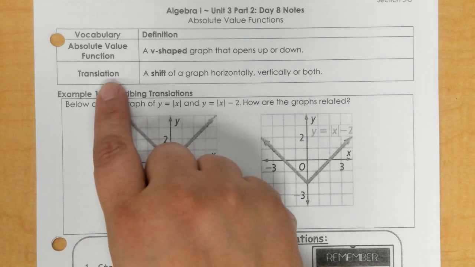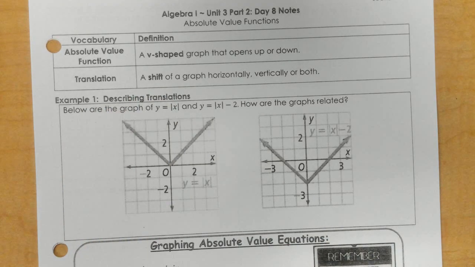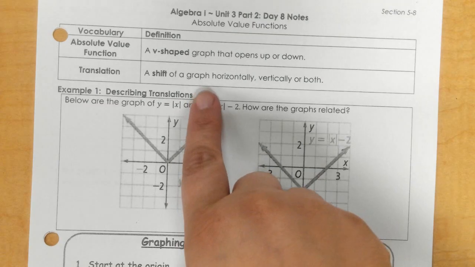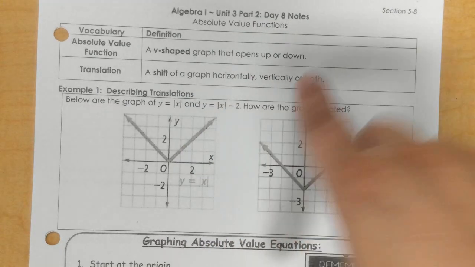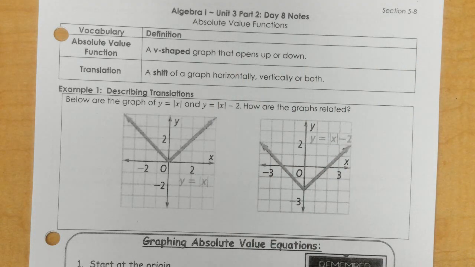A translation, you should know translations from rotation, translation, and reflection. But a translation is just a shift. On a graph, we're going to say it's going to either shift horizontally or vertically. So it's either going to go left or right or up and down. So if you look at the first example, this is just more of an observation.